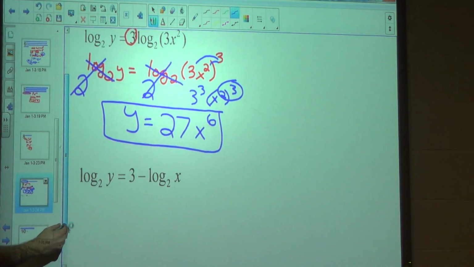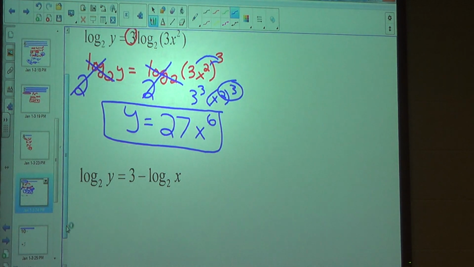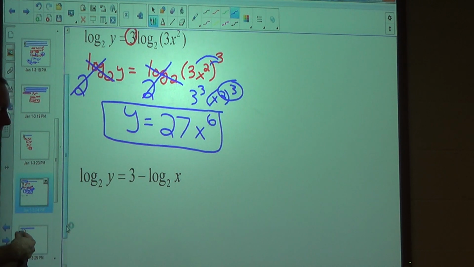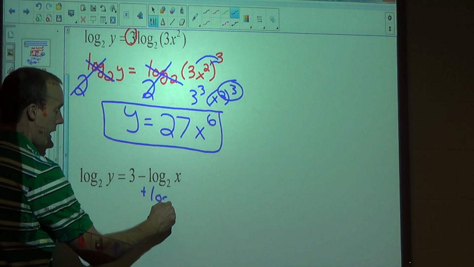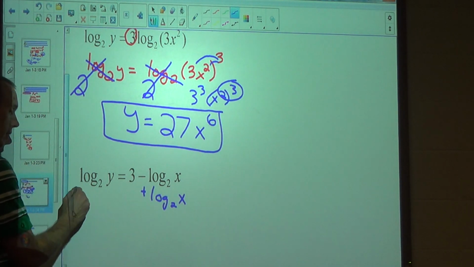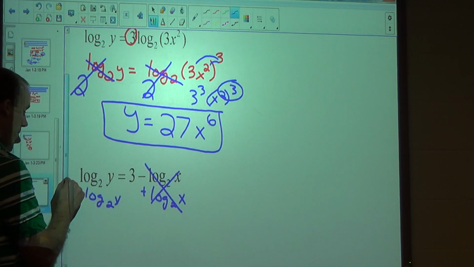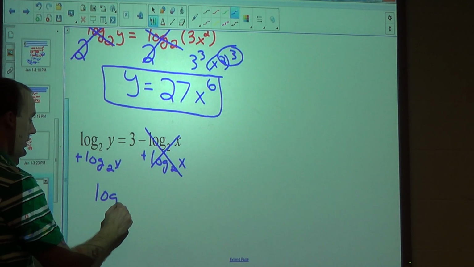Alright, next problem. So here, the problem is this 3 is actually in front of the log. I can't take this 3 and move it up, because it wouldn't work like that. So what I actually do on this one is I'd probably want to get the logs on the same side, so I can combine them. So what can I do here to combine the logs to the same side? I could add the whole log of 2x to the other side, right? That would go away.